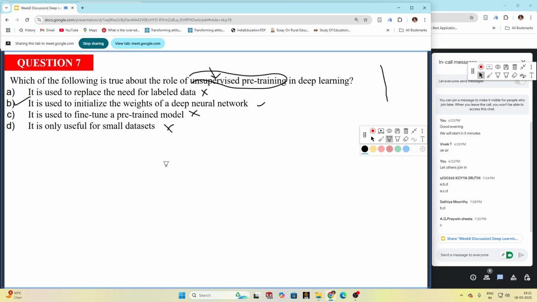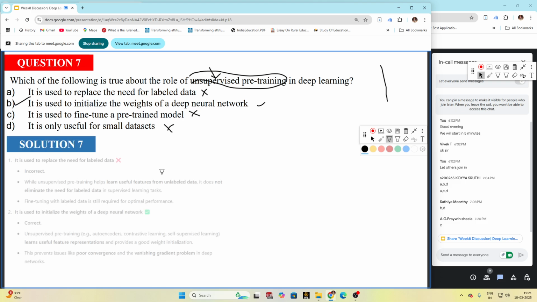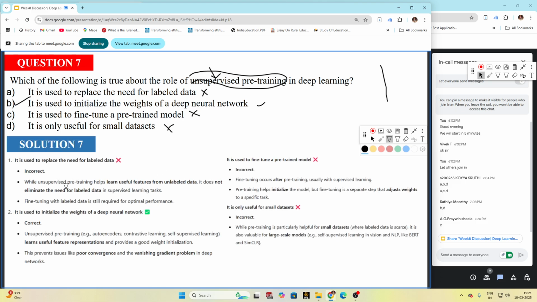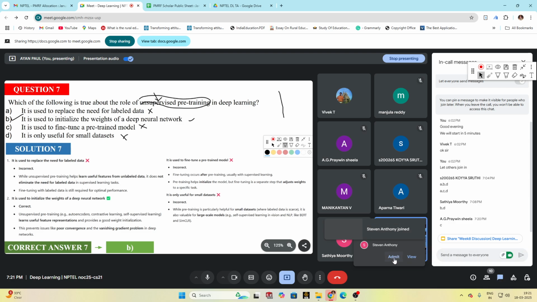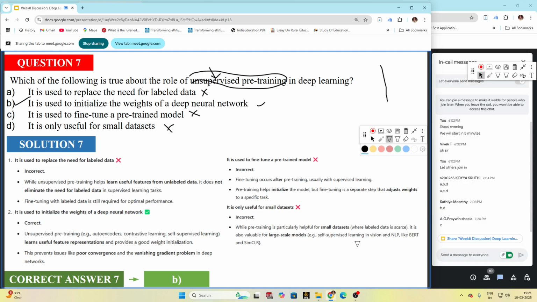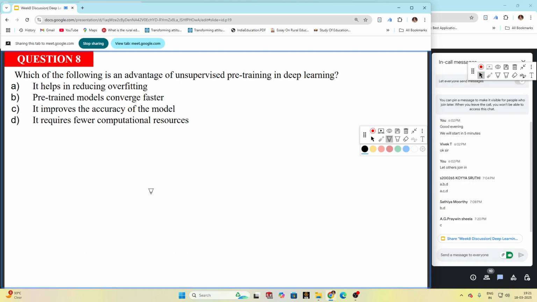That is, it is used to initialize the weight of a deep neural network, because whenever we are doing the unsupervised pre-training, we are constraining the weight to a certain region. So that is why this can be correct. Option B is the only correct answer. Okay, someone is joining. Okay, so let's move on to the next question.